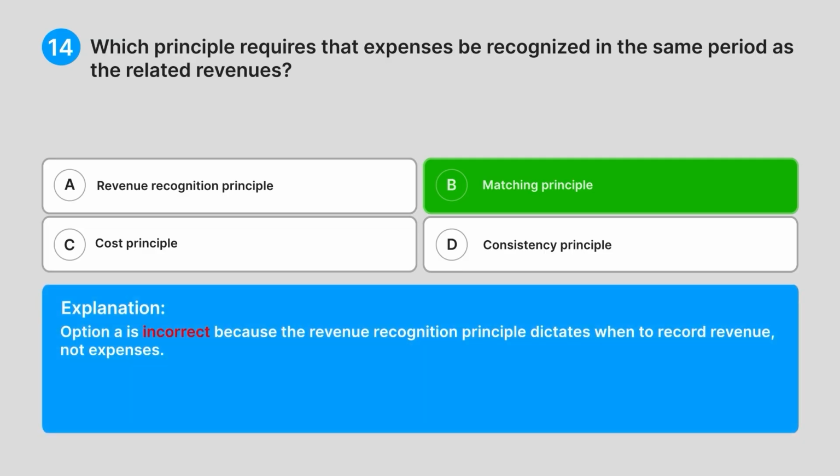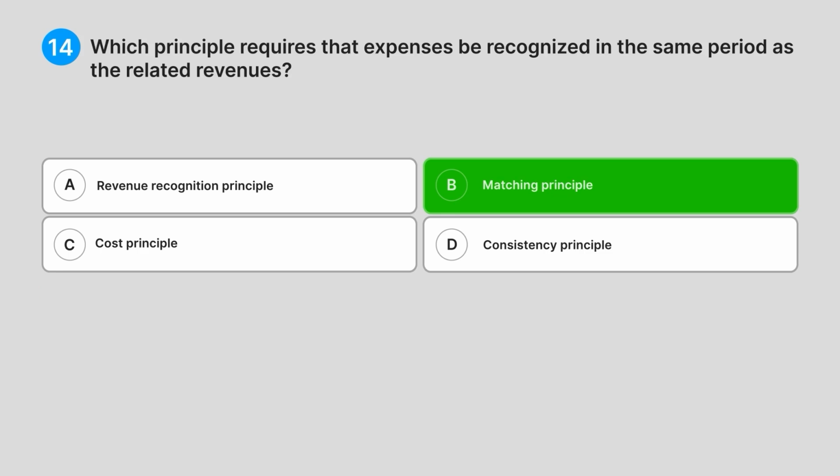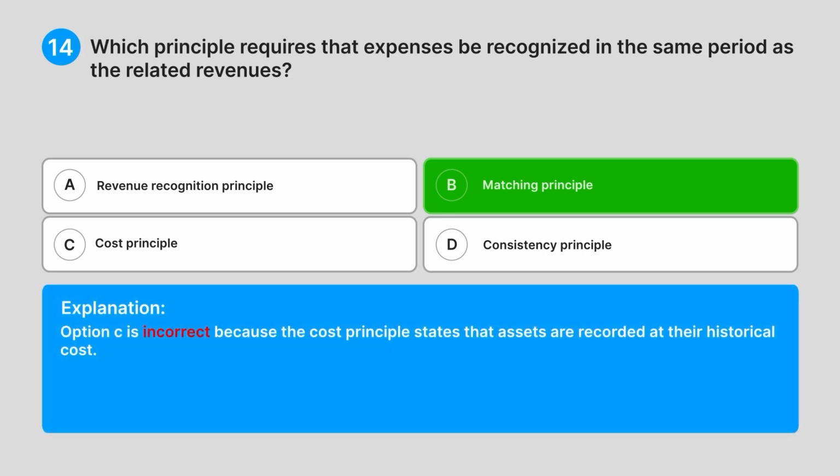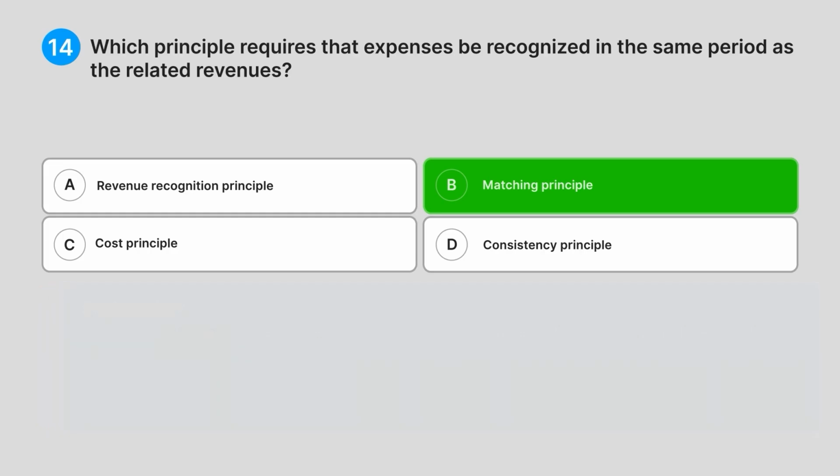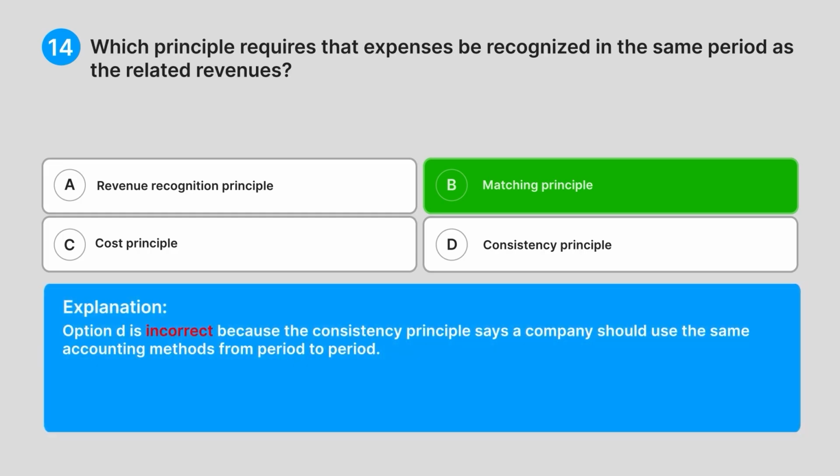Option A is incorrect because the revenue recognition principle dictates when to record revenue, not expenses. Option C is incorrect because the cost principle states that assets are recorded at their historical cost. Option D is incorrect because the consistency principle says a company should use the same accounting methods from period to period.